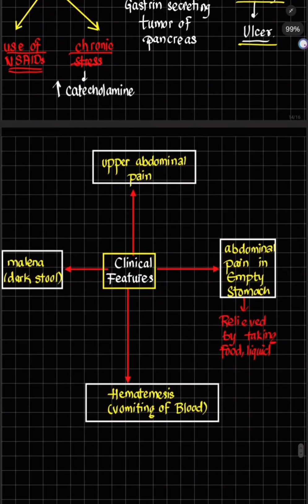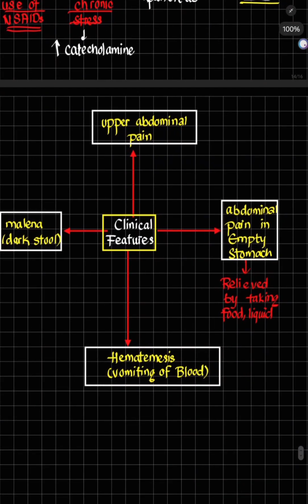So we will come to our next topic. What are the clinical features of peptic ulcer? The first clinical feature is upper abdominal pain. As you know, the stomach is present in the epigastric region and left hypochondrium region, so there will be pain in the upper abdominal region. Another clinical feature is abdominal pain on an empty stomach, which is relieved on taking food or any liquid. There is a physiological basis for why there is pain on an empty stomach and why it is relieved by taking food.